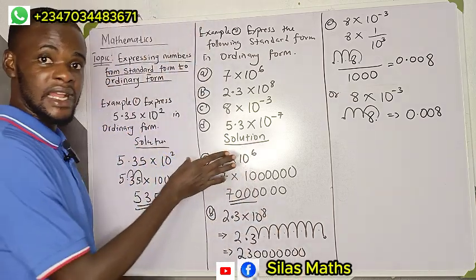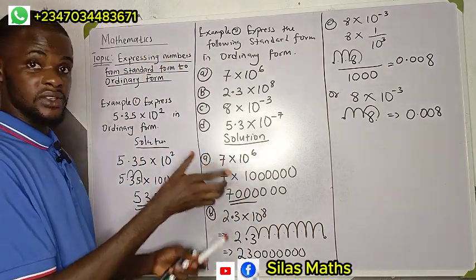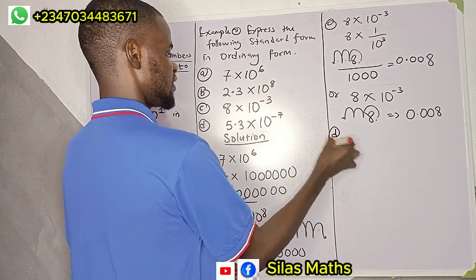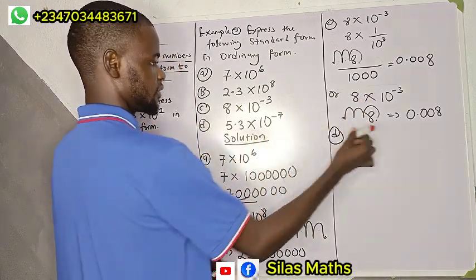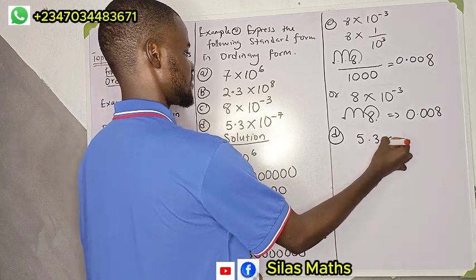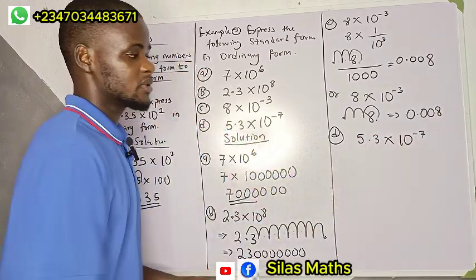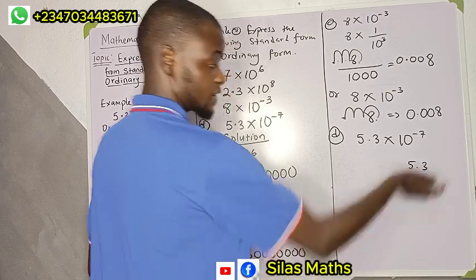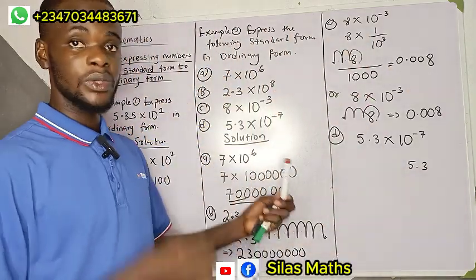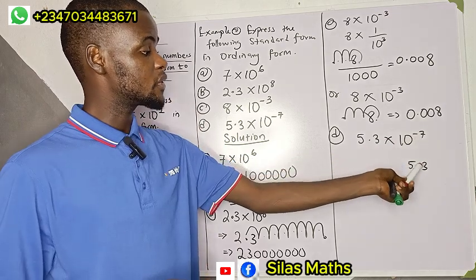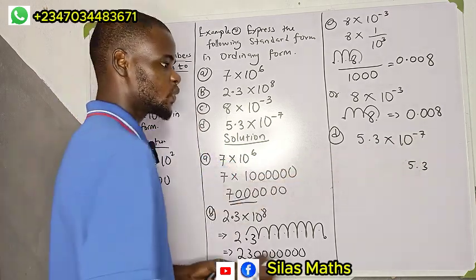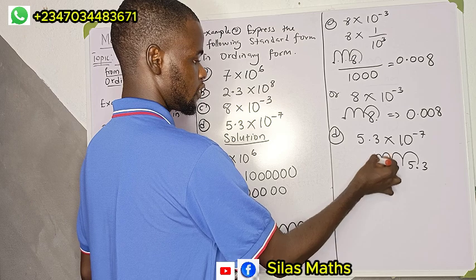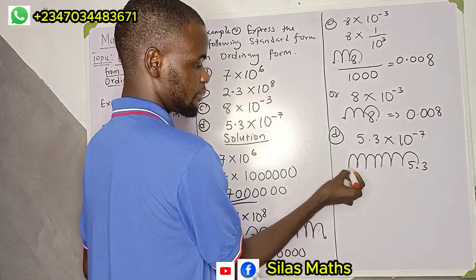Alright, so let's consider the last one. You can take your time to go through the video. Okay, so let's quickly jump into the last one. I have D. I think I'll follow the second method for solving this one. So I have this times this, all raised to the power of negative 7. So look at my 5.3. Let me write it this way, 5.3, because I know I'm going to move my point backward. I have a negative 7 here, so I'm going to move this point 7 times, 1, 2, 3, 4, 5, 6, 7. Then my point will end here.